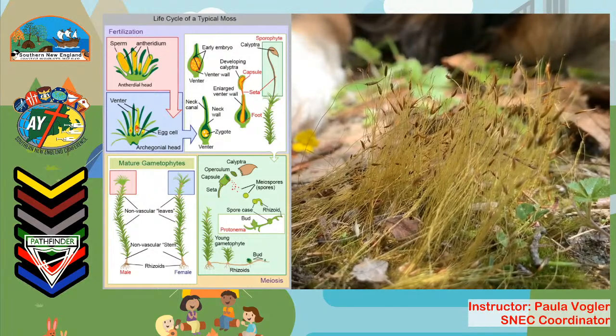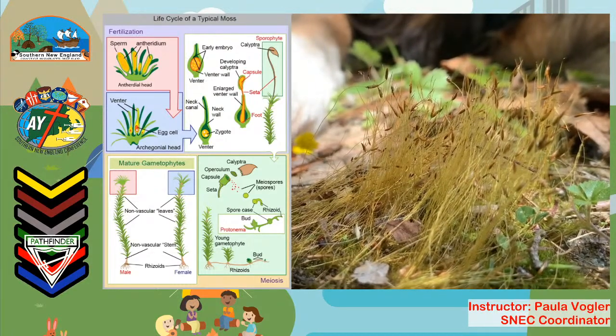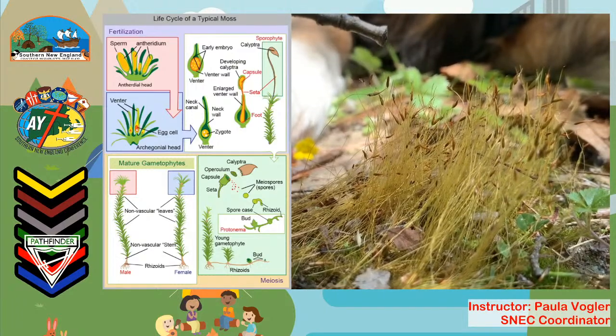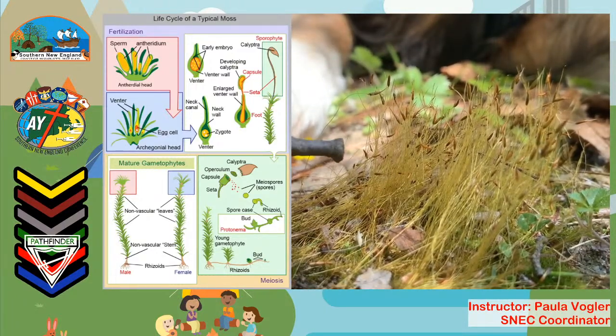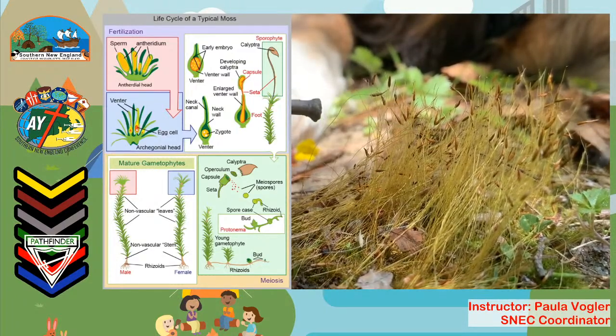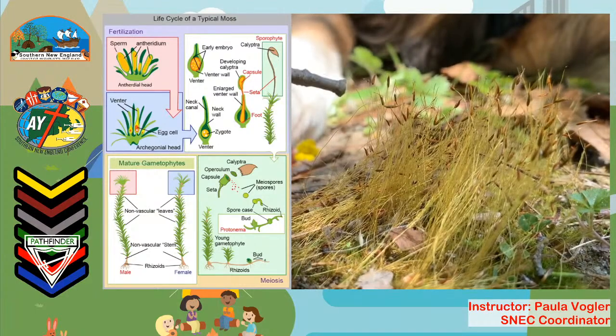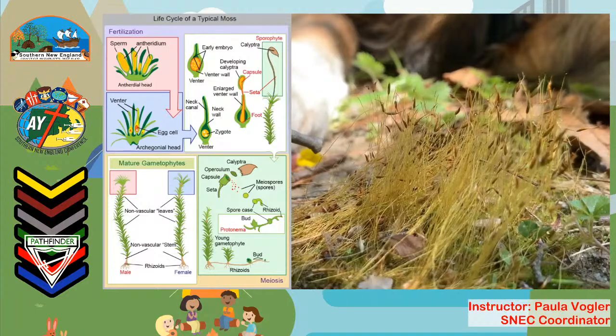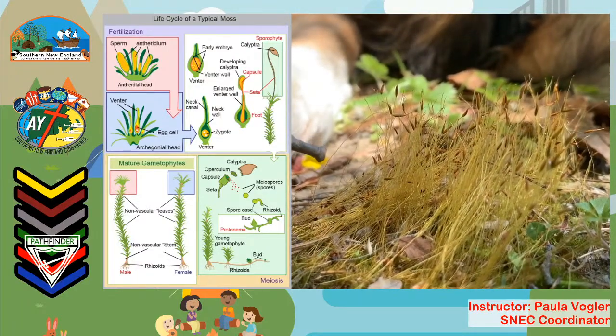But just like human reproduction, when the sperm from the male combines with the egg, you get a zygote. And then the zygote will create these capsules again, and the process starts all over again. So that's kind of the easy version of how mosses reproduce.